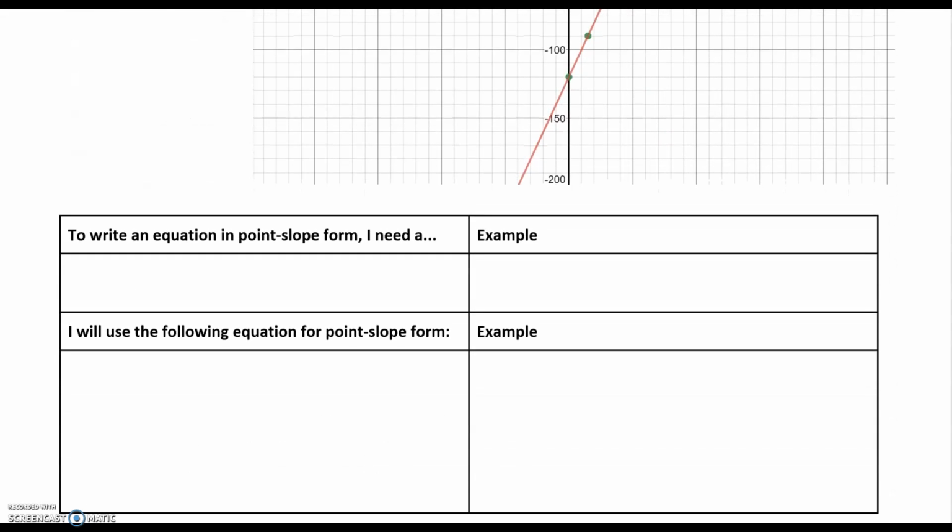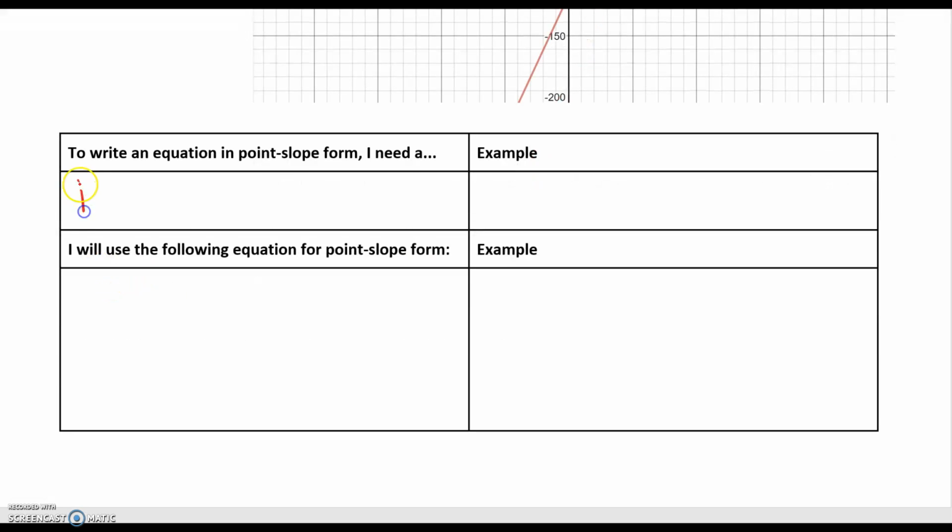Okay, so I'm going to introduce you to the form called point-slope form. In point-slope form, math people are not the most creative. The name of it is exactly what you need to write it. So to write an equation in point-slope form, you need two things. First, you need a point. Any point on the graph will do. And the second thing you need is a slope, hence the name point-slope formula.